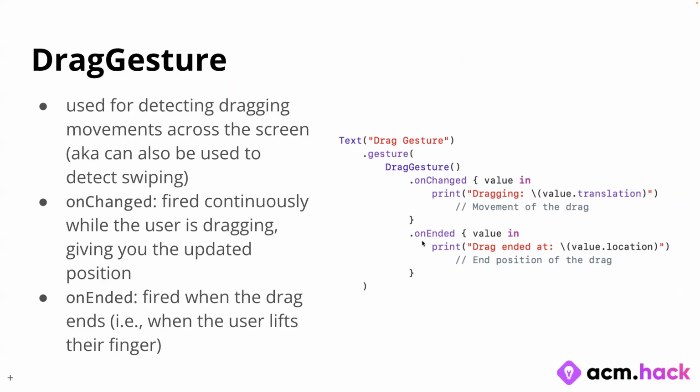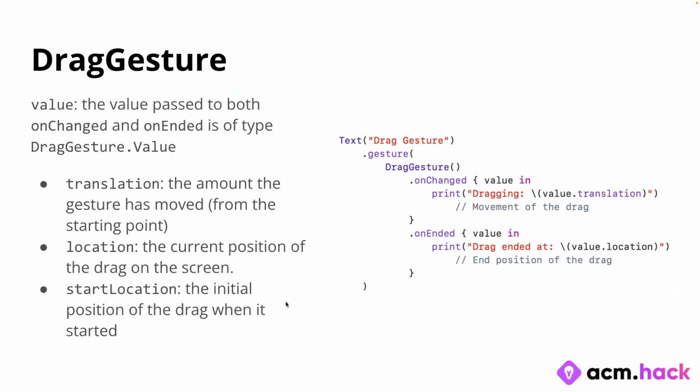And then we have onEnded, which fires when the drag ends. So in essence, it's when the user lifts their finger. But yeah, here's the value that we have here. You will notice onChanged has value in, and onEnded also has value in. Value is just the value that's passed to both onChanged and onEnded, and is of type DragGesture.Value.